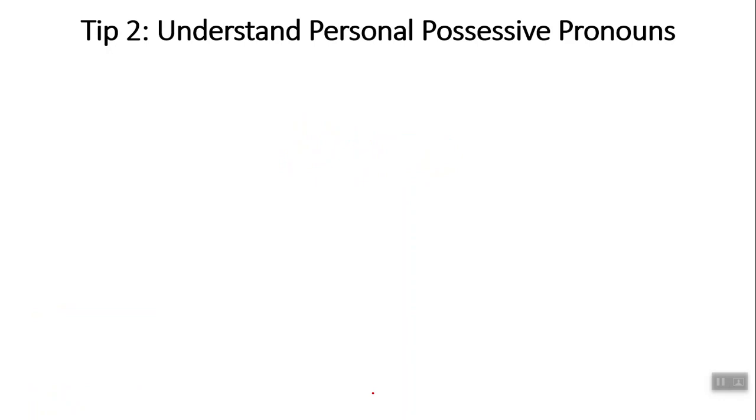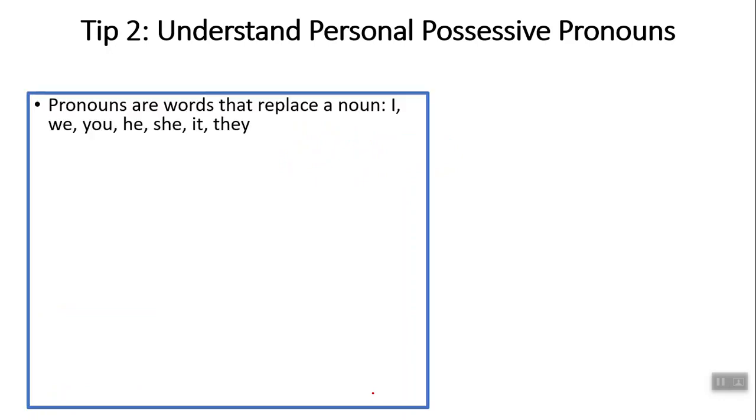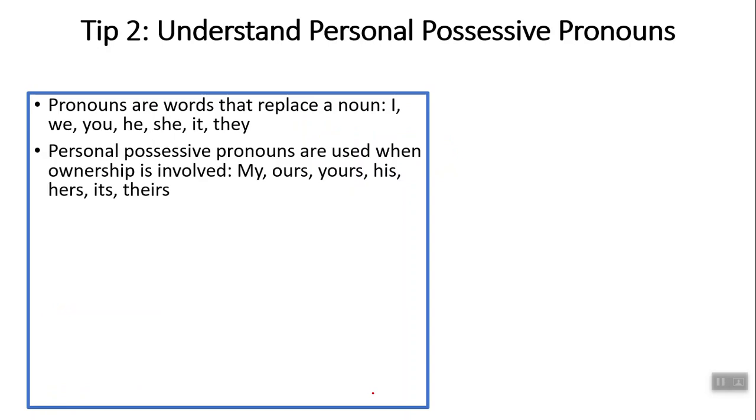Tip 2, understand personal possessive pronouns. Pronouns are words that replace a noun: I, we, you, he, she, it, and they. Personal possessive pronouns are used when ownership is involved: my, ours, yours, his, hers, its, and theirs.